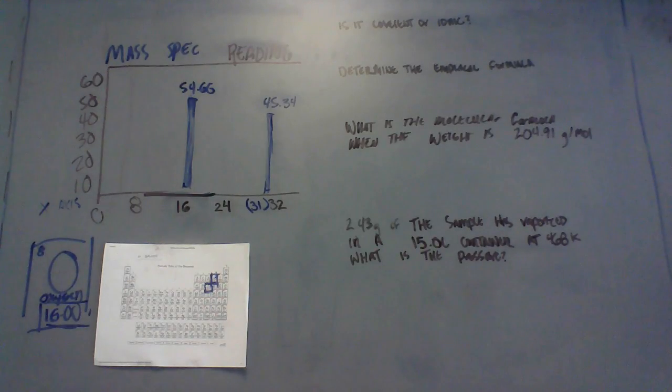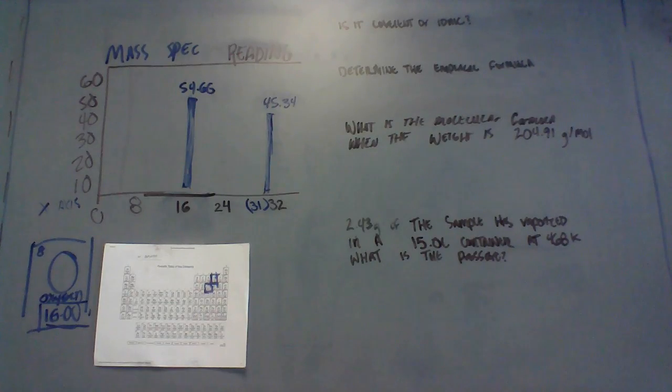To start off today, we are going to be looking at a mass spec reading and see how we can get an accurate reading on if a substance is ionic or covalent, the empirical formula, the molecular formula when the weight is 204.91 grams per molecule, and the pressure after a sample of 2.43 grams is vaporized in a 15-liter container at 468 Kelvin. First off, we need to determine what the elements are in our mass spec reading.